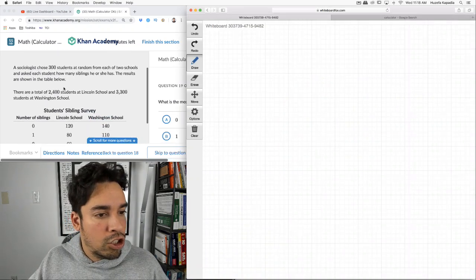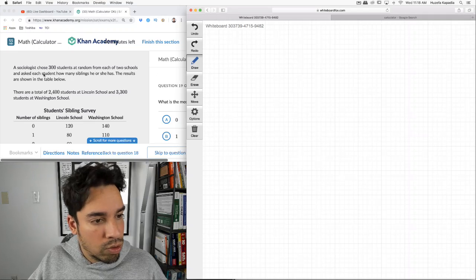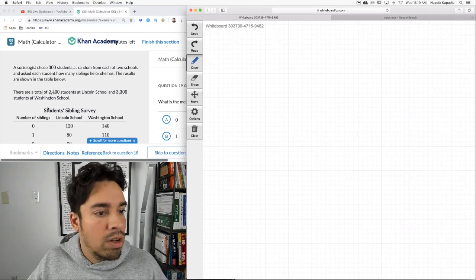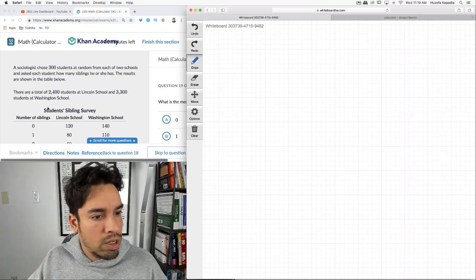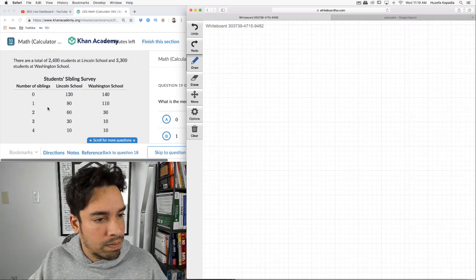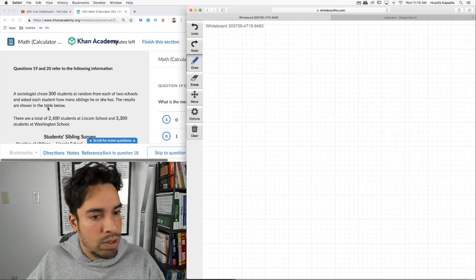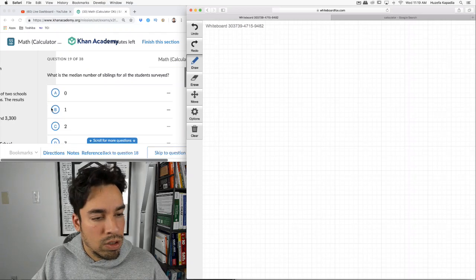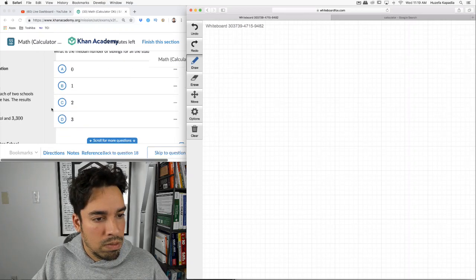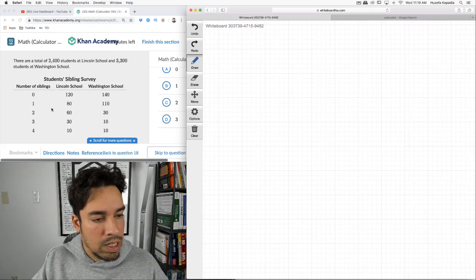A sociologist chose 300 students at random from each of 2 schools and asked each student how many siblings they have. Results are shown. There are 2,400 students at Lincoln and 3,300 at Washington. 300 students from each. What is the median number of siblings for all the students surveyed? Okay. Median.